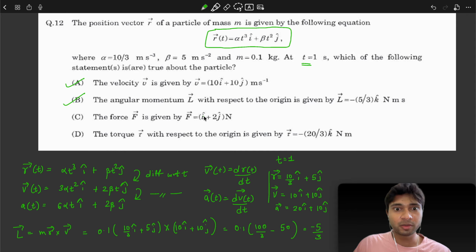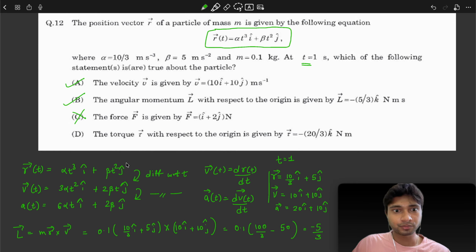The force is given as 1 i plus 2 j newton. What was the acceleration? Acceleration was 20 plus 10 j. We multiply it by the mass, which is 0.1, so it should be 2 i cap plus 1 j cap. It is reverse of what is given, which says 1 i cap plus 2 j cap. So C is wrong. Let's go with D.